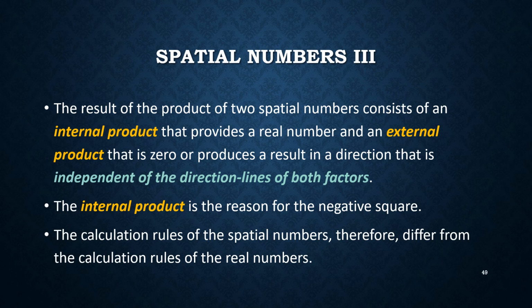The result of the product of two spatial numbers consists of an internal product that provides a real number and an external product that is 0 or produces a result in a direction that is independent of the direction lines of both factors. The internal product is the reason for the negative square. The calculation rules of the spatial numbers, therefore, differ from the calculation rules of the real numbers.